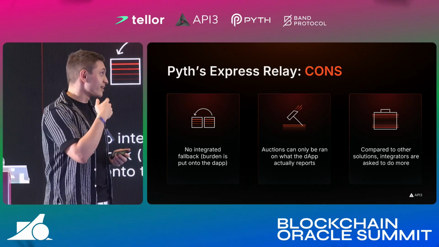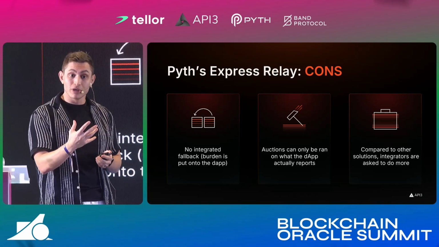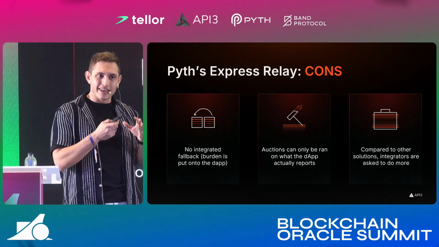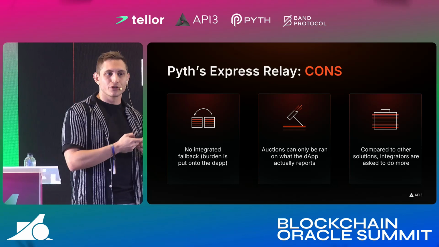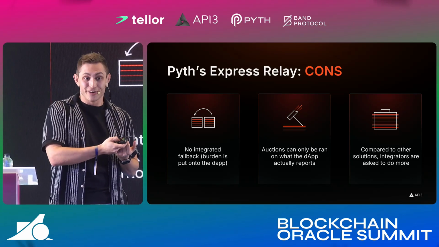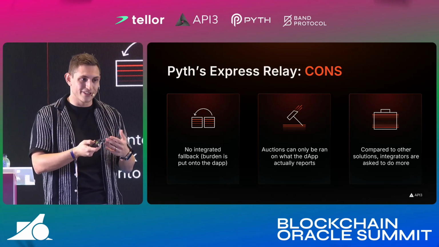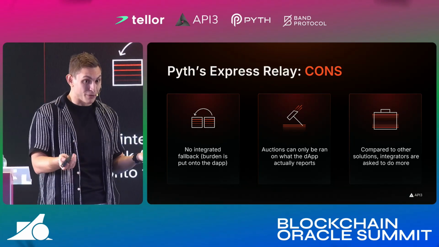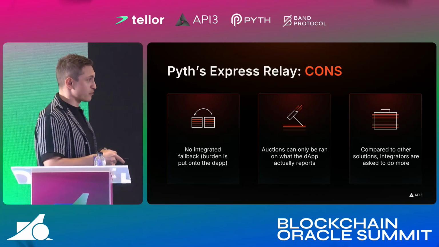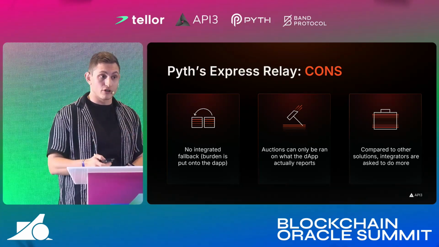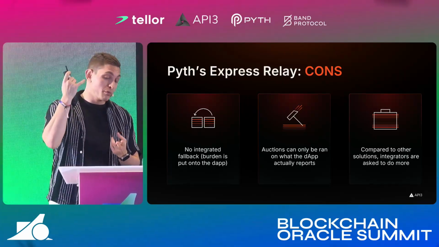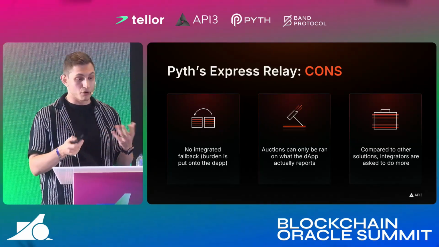So now the performance of the searchers, like the big ones with Wintermute and Caladan, kind of matters less because they're only as good as you are at reporting to them. And if you are not good at running your infrastructure, or if you miss a liquidation that you should have reported to them, nobody will buy it because they cannot buy it. And thus, the final point, compared to other solutions, you as an integrator of Express Relay are just asked to do more. You have to think about the fallback. You have to report every single opportunity.